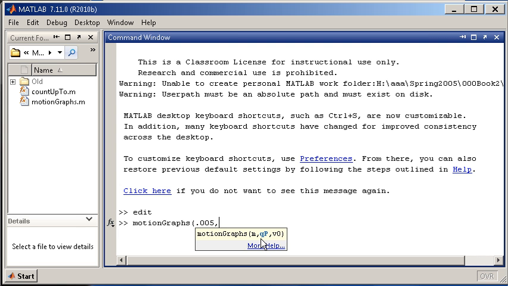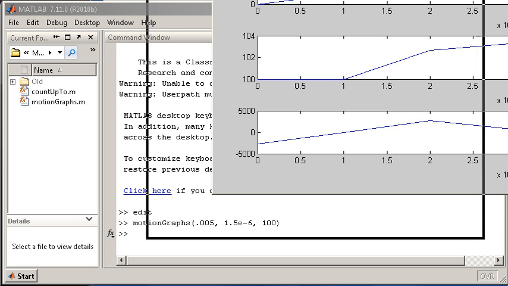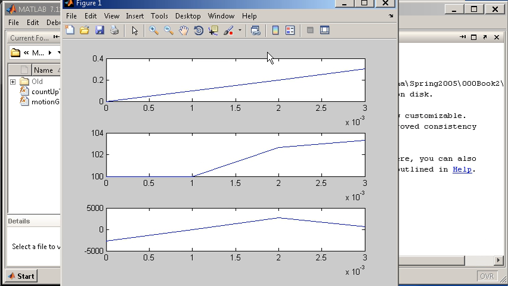I'm going to go comma 1.5 times 10 to the minus 6 for the charge. Just making up some numbers. The user gets to use this function with whatever set of 3 values they want. And I remember talking about it before. I'm going to call that 100. So getting something that looks kind of choppy here, and I think I'm going to try some more points.